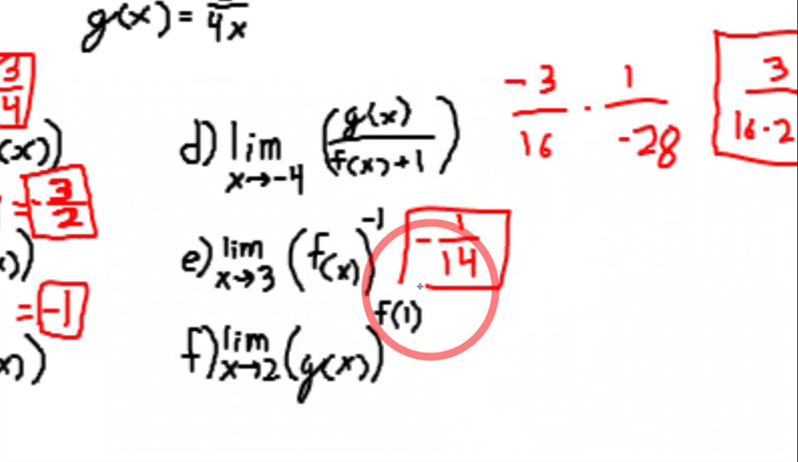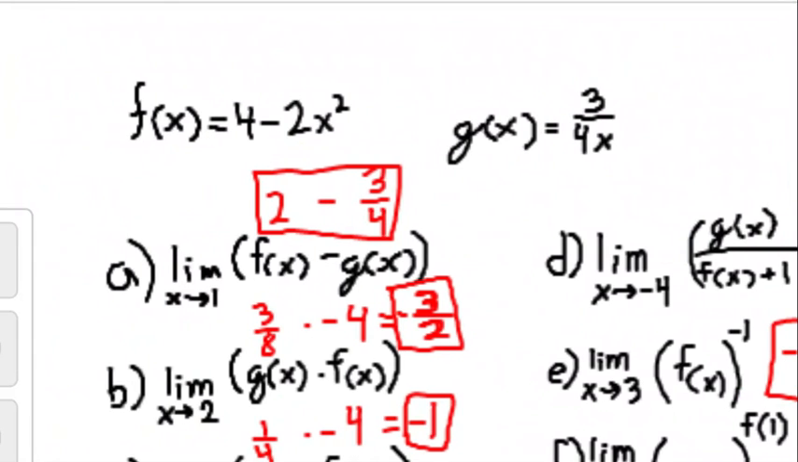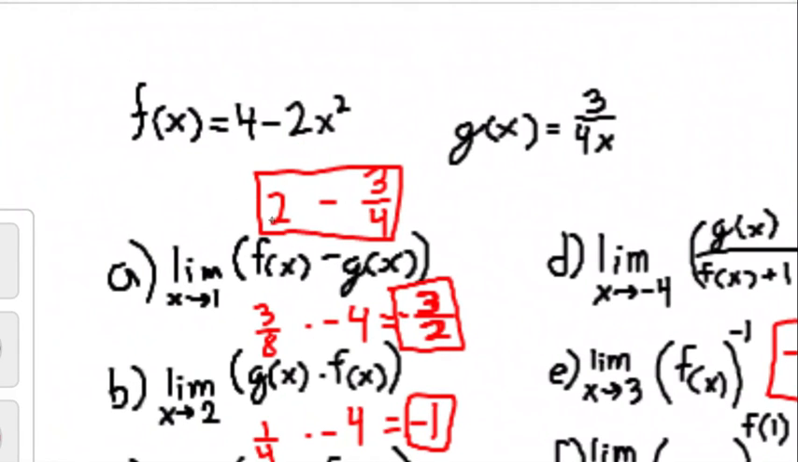Lastly, I want you to find the limit as x approaches 2. This f should be lowercase right here. I just can't write with too much precision here. So I want you to find the limit of g of x raised to the f of 1 as x approaches 2. So first, let's evaluate f of 1. We actually already did that right here, but let's do it again just for fun. So you plug in 1 for x and square it. 2 times 1 squared is 2. 4 minus 2 is 2.